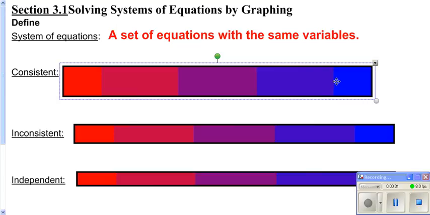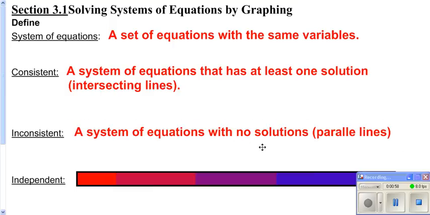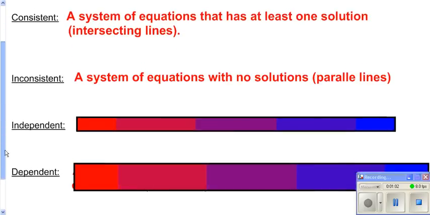You could have a consistent system, meaning the system has at least one solution. The most common one will be where your two lines cross at one point. It could be where the two lines are the same line, where one line is on top of the other line. So if there's at least one solution, it's consistent. Inconsistent, then, is where there are no solutions, where the two lines do not cross, meaning parallel lines.